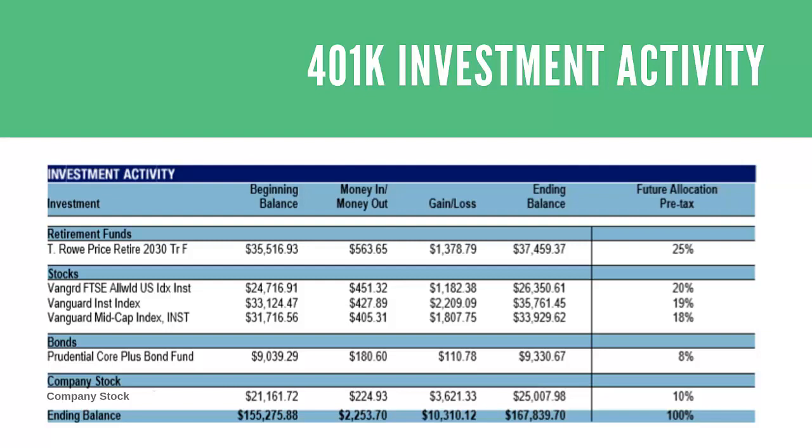The second column shows the beginning balance of each holding for this period. Column 3 shows how much money was put into each investment this period. The fourth column shows the gain or loss of each holding for this period. And the fifth column shows the ending balance per holding this period. The very last column on the right shows the percentage of future pre-tax contributions that will be added to the current holdings.